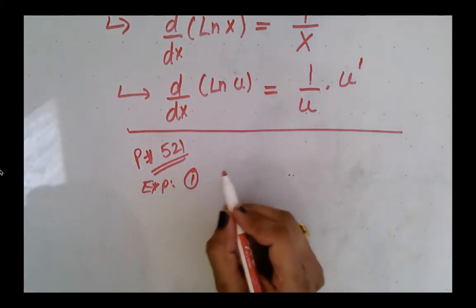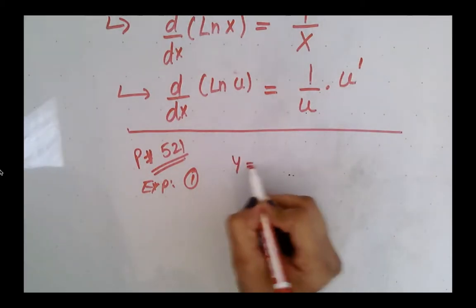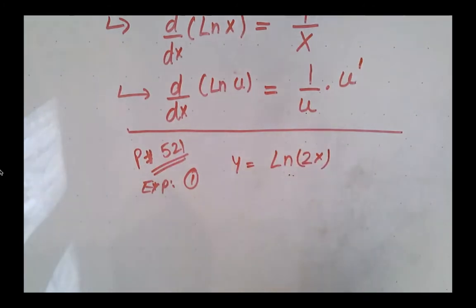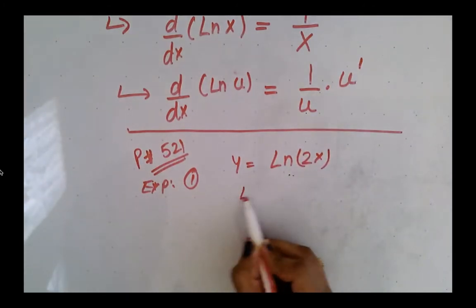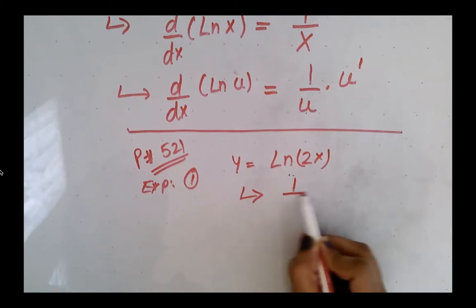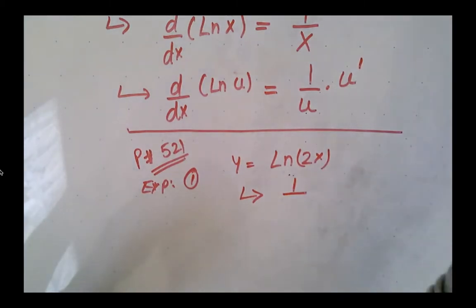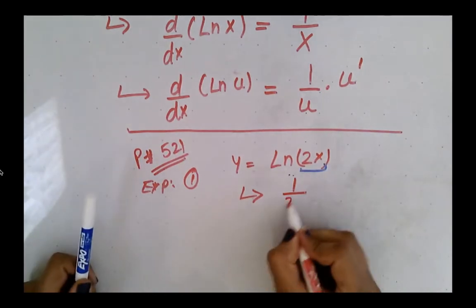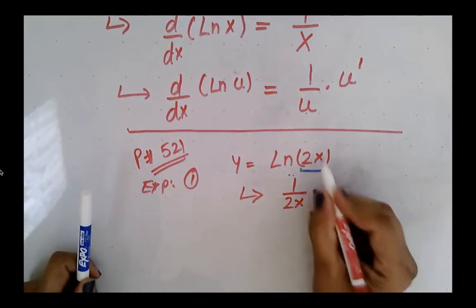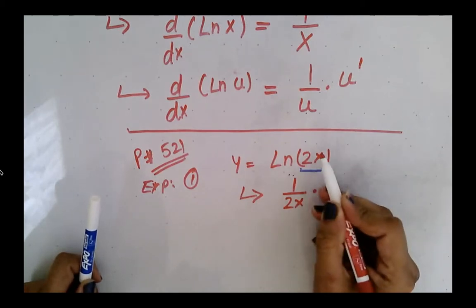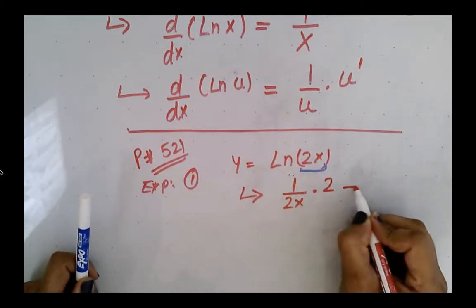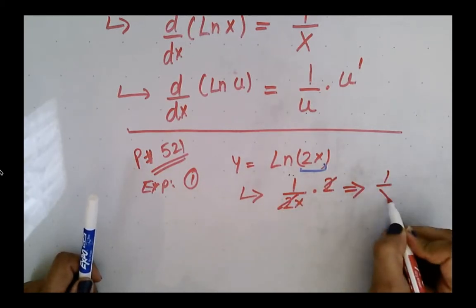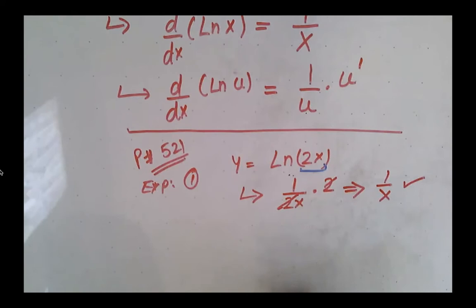Anyways, here's the first example. I have ln of 2x in parentheses. First thing I would do is make it 1 over the function itself, which is 2x, and then multiply by the derivative of the parentheses, which is 2. At the end, put everything together, so this becomes 1 over x. Here you go, done.